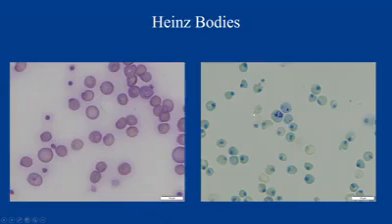So what you can do is take a drop of blood and a drop of new methylene blue and let them sit in a tube together for like 5 minutes and then make a blood film, all right? And then what's nice is the new methylene blue really highlights the Heinz bodies. So all these blue circles are Heinz bodies.